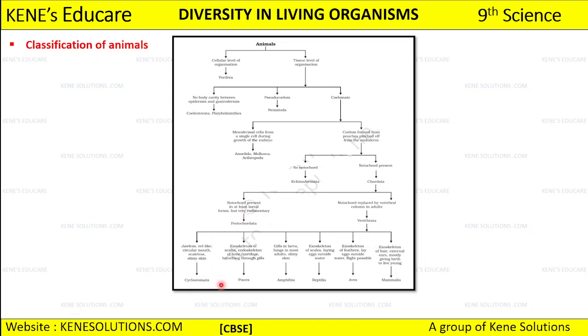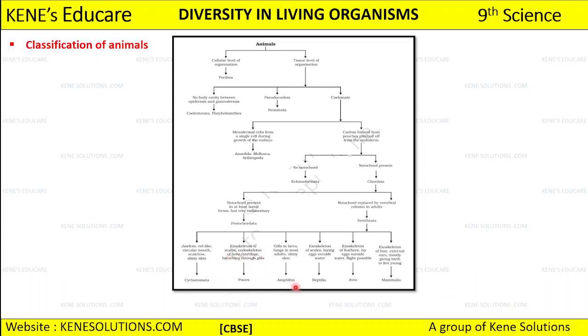So Cyclostomata: all the jawless, eel-like animals with a circular mouth, scales, slimy skin, all these types of animals come under this class, that is Cyclostomata. Then the second class that we have is Pisces. Here you can see the exoskeleton of scales, bone, cartilage, and breathing through their gills. So this comes under the class Pisces.